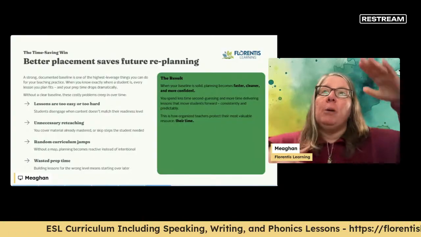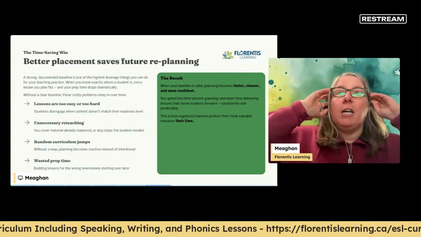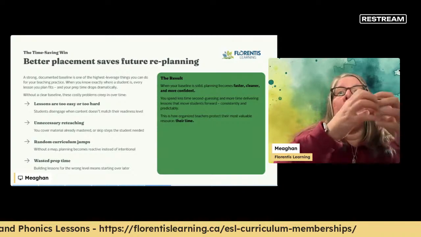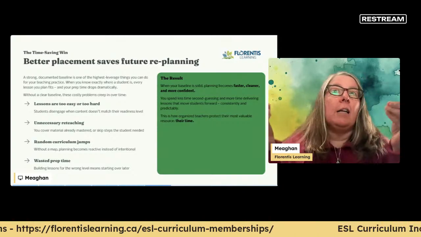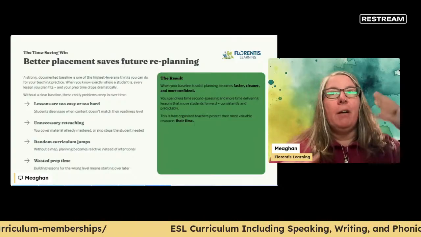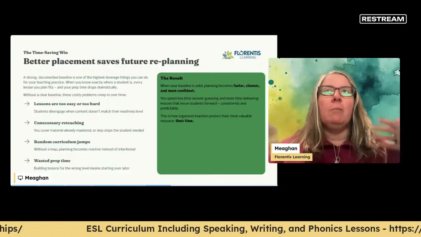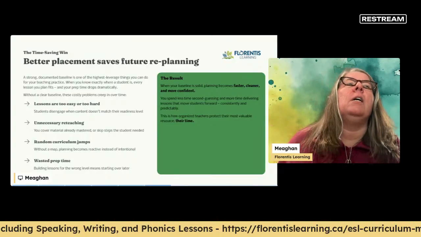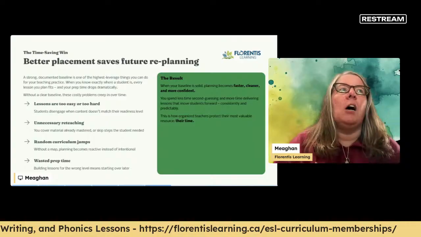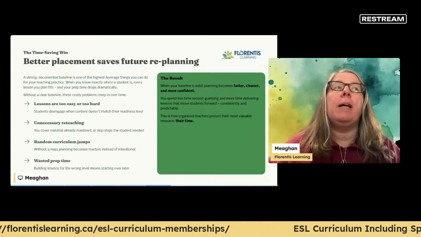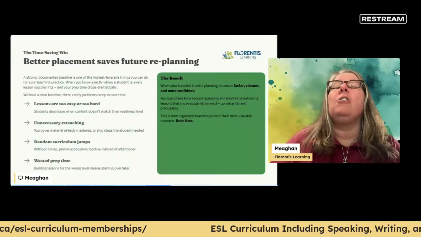You don't have to worry too much about these random jumps, right? Because this will allow you to have a map. You're going to have a learning plan, you're going to have a learning map, you're going to know exactly where you're going, and it saves you as a teacher time because you're not preparing for a lesson and then changing it and preparing for something else. You're not flustered during class needing to change the level. And so when your baseline is solid, planning becomes faster, cleaner, and more confident because you don't spend time second guessing yourself. You know what you're doing.